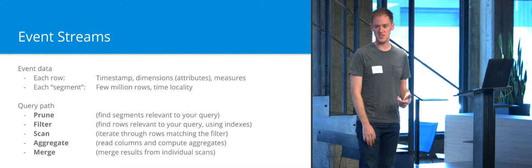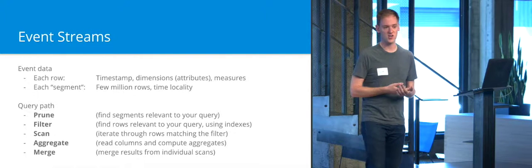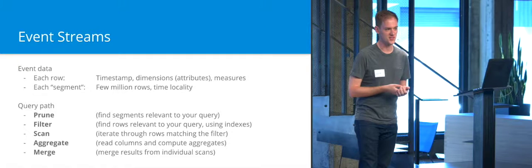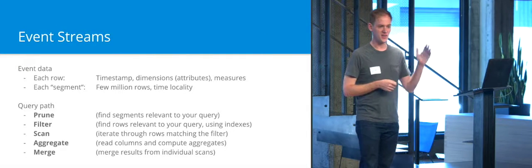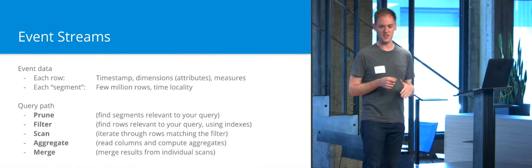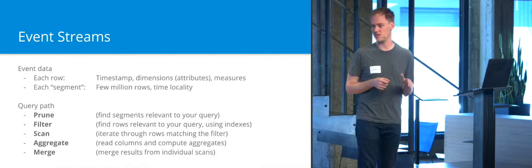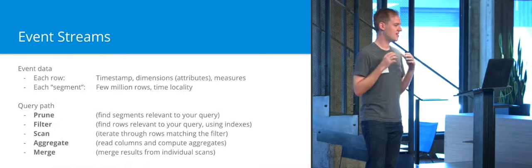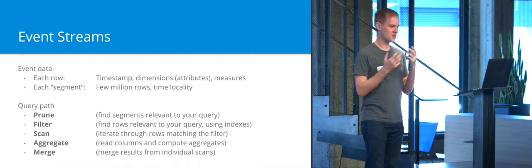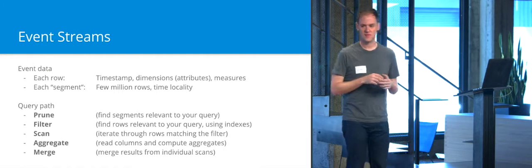Then we filter using indexes. The indexes in Druid are currently all bitmap indexes. We're working on other types, but they're currently all bitmap indexes. Then we scan, iterating through the rows matching that filter. This is done on the data nodes. We aggregate on the data nodes, so we read just the columns that are relevant to your query, and the data nodes build their own partial aggregates. Then the data nodes return results back up to the query node, which does a merge.